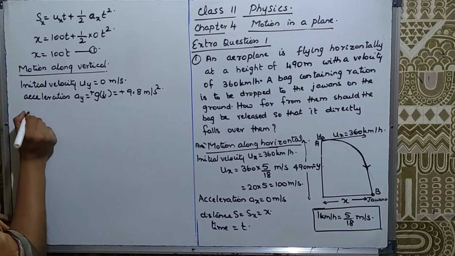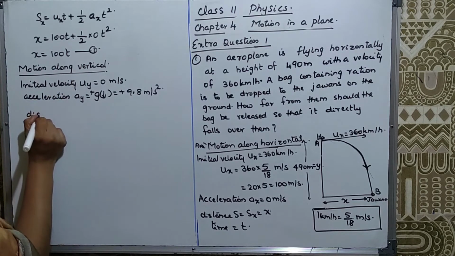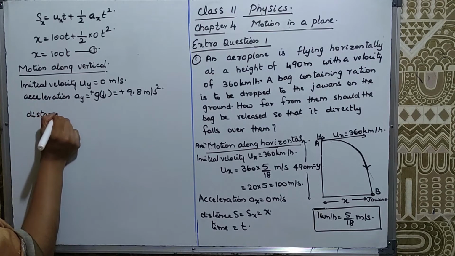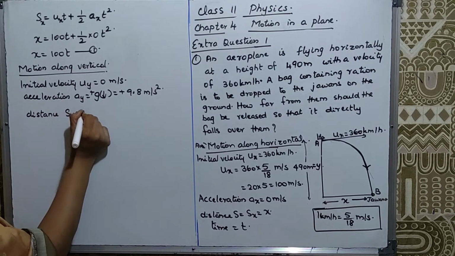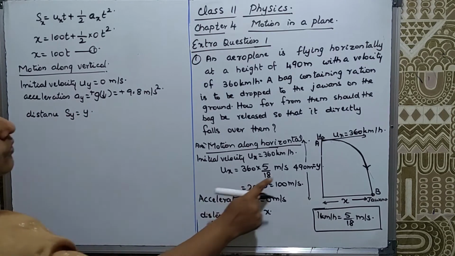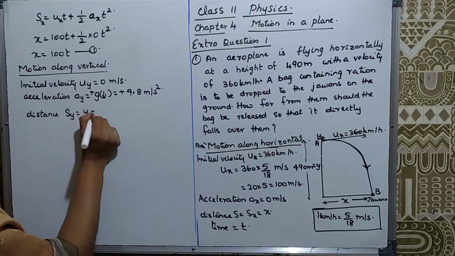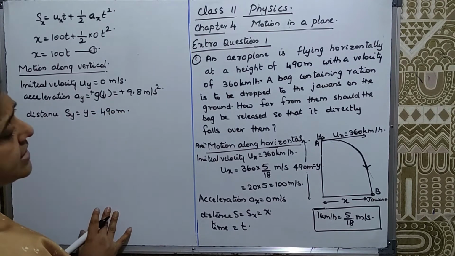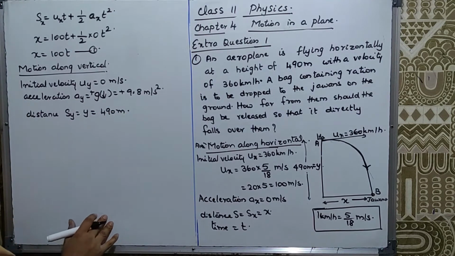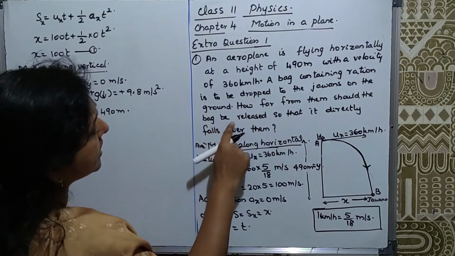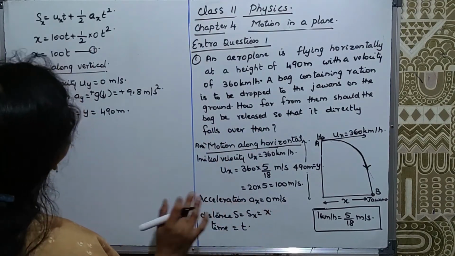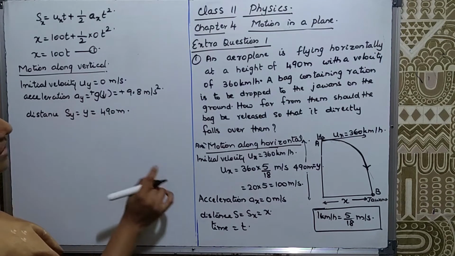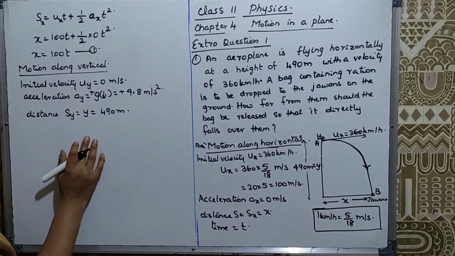Now displacement or the distance covered along the vertical, distance or displacement, you can write Sy, equal to y only, and this y they gave us as 490 meter. Now, how far from them should the bag be released? That one was the x actually. X you have to find out.